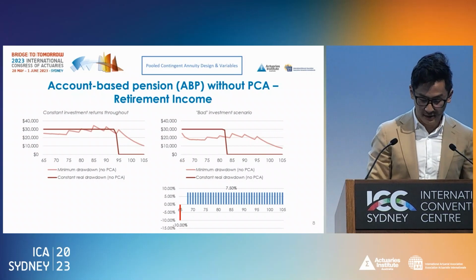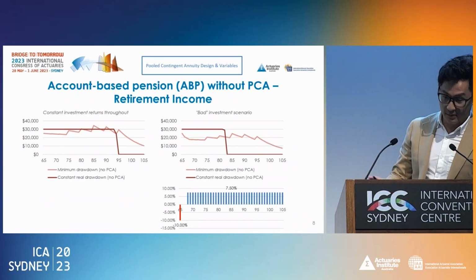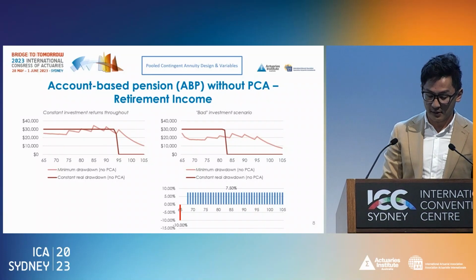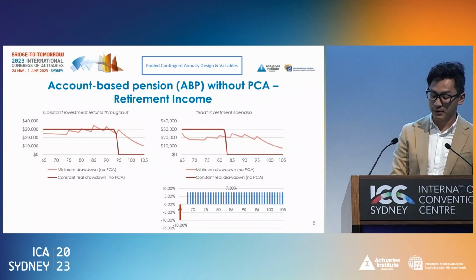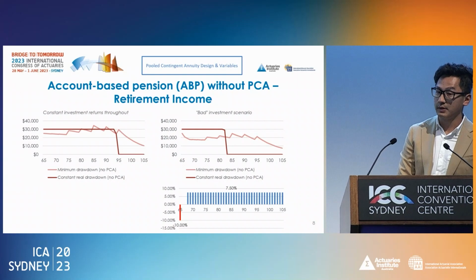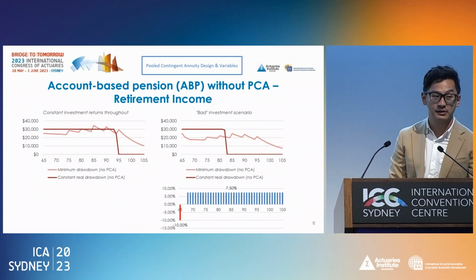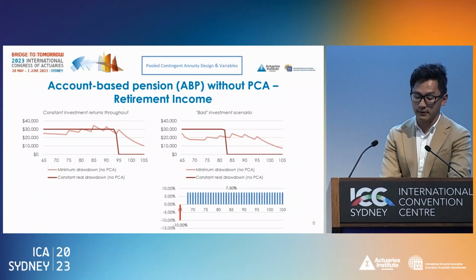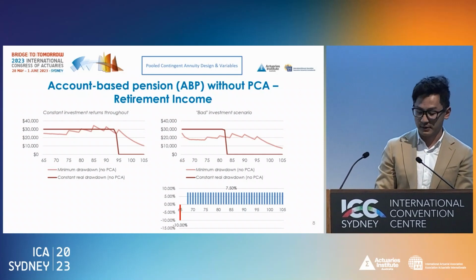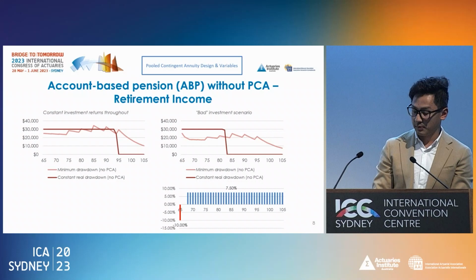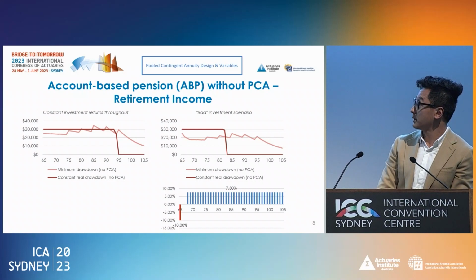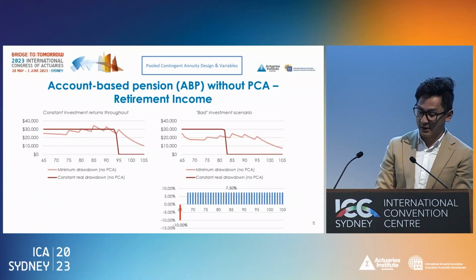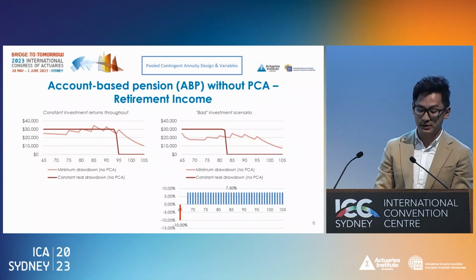Thanks, Vivian. So, before we talk about the PCA design, I'll quickly examine different retirement income profiles under the account-based pension for our international audience. So account-based pension offers full flexibility in terms of withdrawal options. So here we present the outcome for a starting balance of 500,000 under 2 different withdrawal strategies.